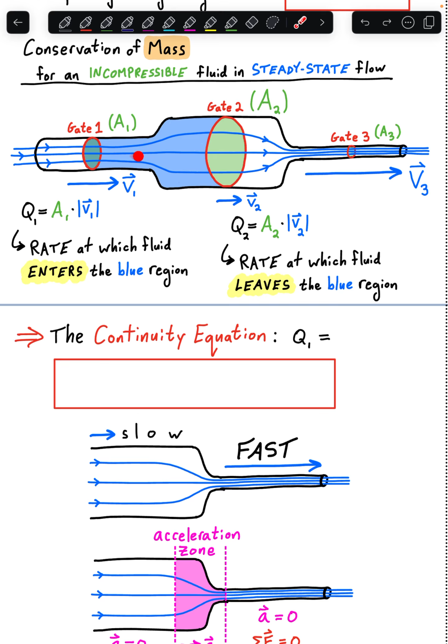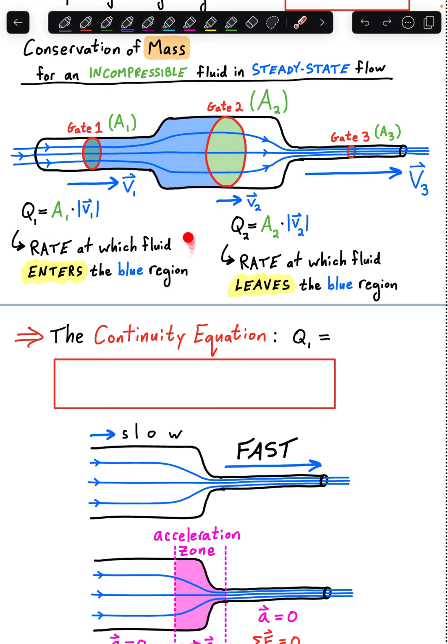Then that same water will later pass out of that region through gate 2 and then later on pass through gate 3 on its way off to the right. I want to look at the flow rate at gate 1, Q1, and compare it to the flow rate at gate 2, Q2 here. The flow rate is the product of the cross-sectional area at that gate times the speed of the fluid passing through that gate.